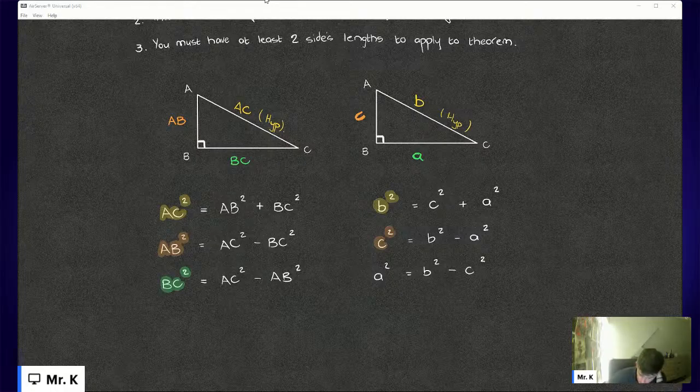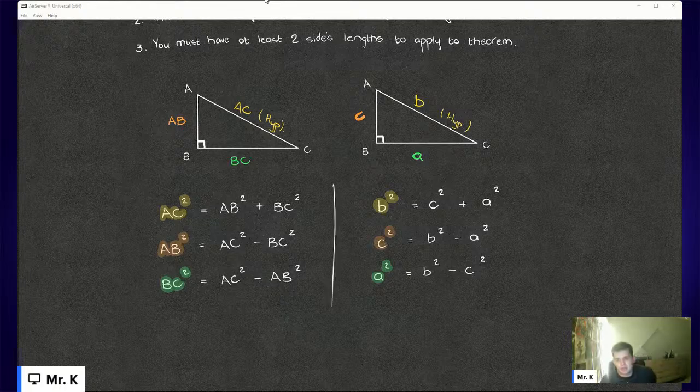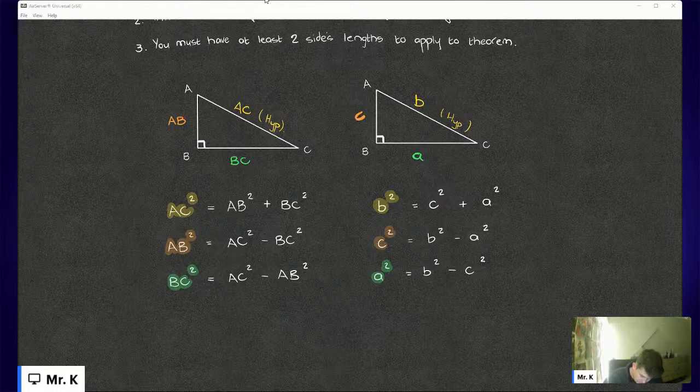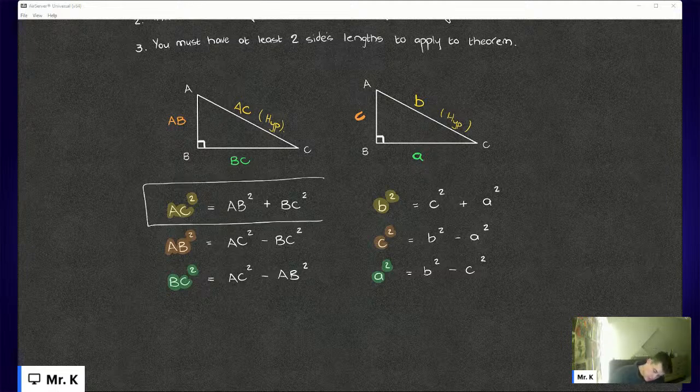Okay, so there we go. Those are the two styles of the Pythagoras theorem in their three different versions. So using this equation, guys, you can really memorize one of the first two, right? You can memorize this one over here or this one over here.